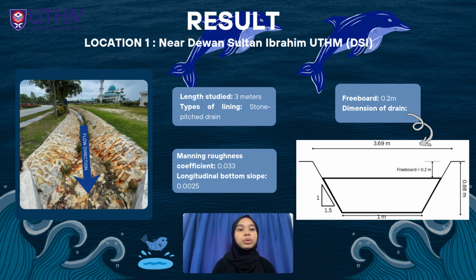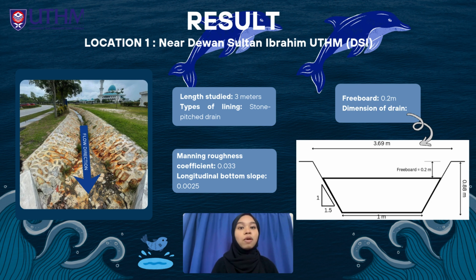This slide shows the result for location 1, which is near Dewan Sultan Ibrahim, DSI UTHM. The length studied is 3 meters and the drain uses stone pitch lining. This type of lining helps to reduce erosion and control water flow. The Manning roughness coefficient is 0.033, which is suitable for a stone pitch drain.